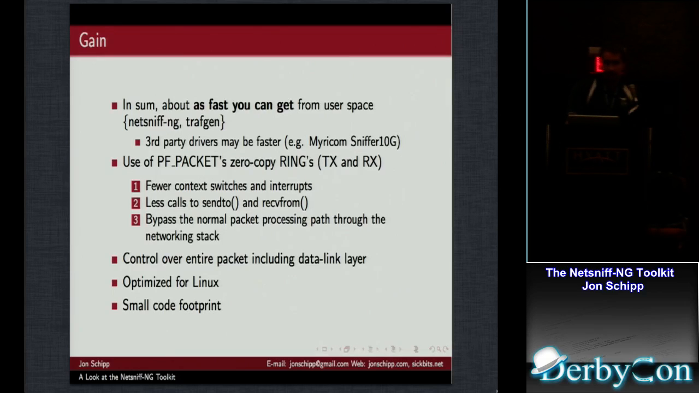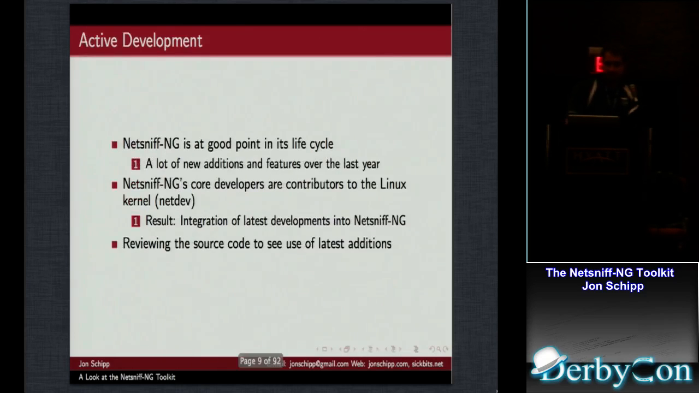One cool thing about TraffGen, which we'll get into, is you get entire control over the packets, all the headers, all the data, and the toolkit is optimized for Linux. They're not interested really in porting, but if someone else will do it, they'll probably gladly accept it. It's optimized for Linux, and it has a very small code footprint. And like I said, we're at a good point in its life cycle.